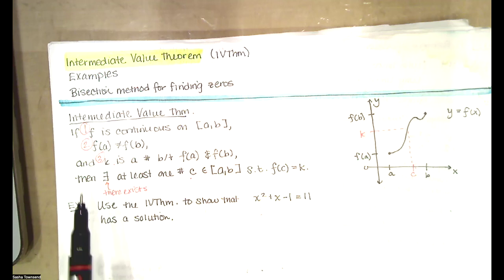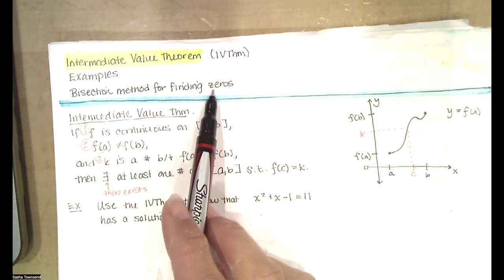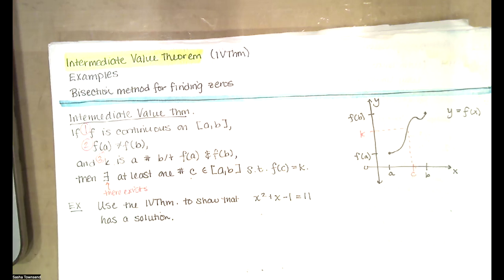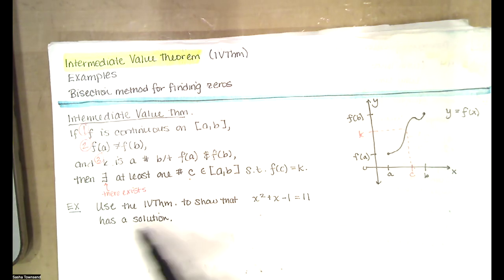We'll use this theorem to show that equations have solutions. We can also use it to find zeros. And we'll talk about examples when the intermediate value theorem does not apply as well. So let's look at this one. This one's sort of a typical textbook example.